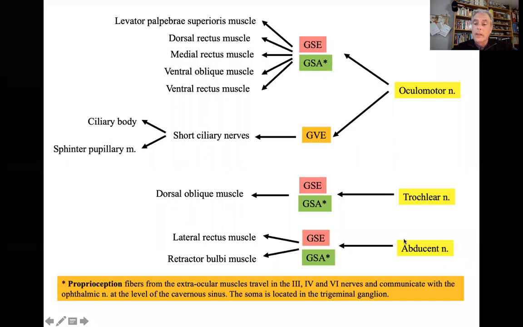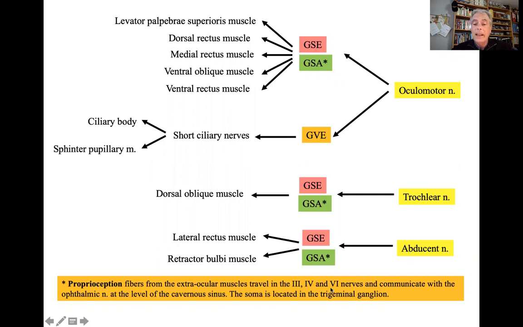So you see, these are the nerves that are going to move the eye. They innervate extraocular muscles: the oculomotor, the trochlear, and the abducens cranial nerves. They all have general somatic efferent components to the muscles that move the eye, right? But they also have a general somatic afferent component, formed by proprioceptive fibers from the extraocular muscles. These proprioceptive fibers travel in these nerves, oculomotor, trochlear, and abducens.